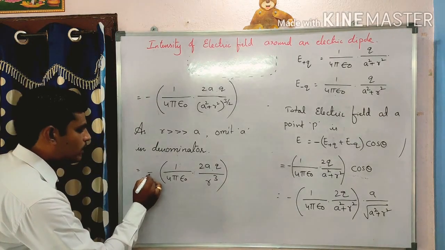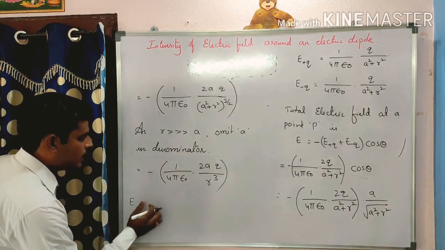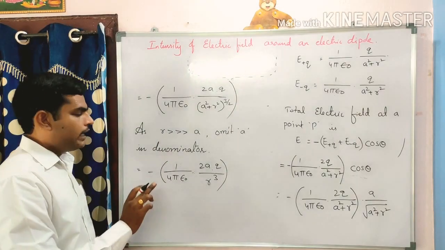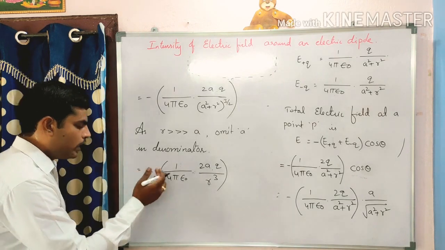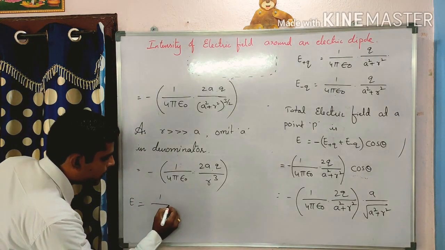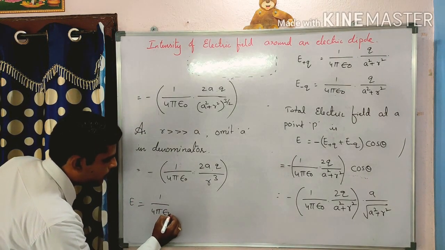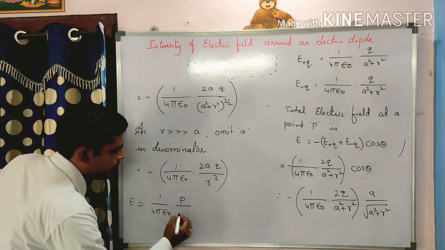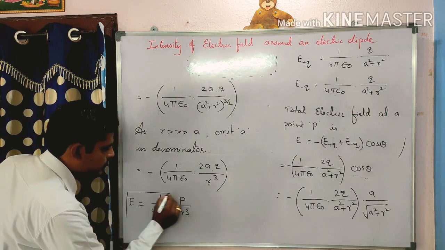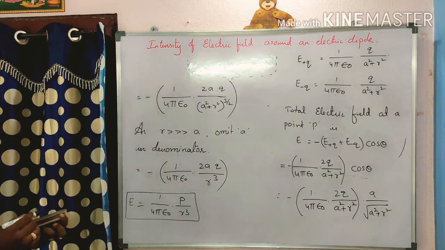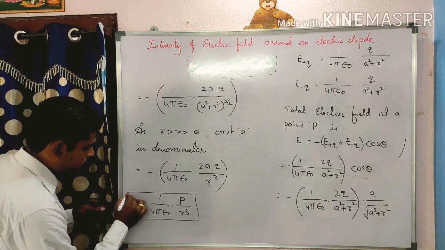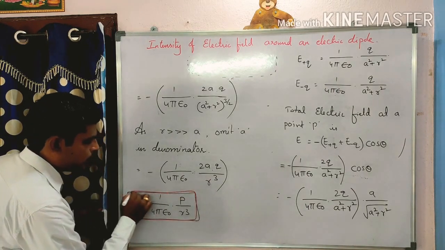Whatever you write, the minus is showing only the direction, not the magnitude. The magnitude of an electric field is never negative. So in the final we can write 1 by 4 pi epsilon naught, 2AQ is the dipole moment P, by R cube. This is the net electric field on the equatorial plane.